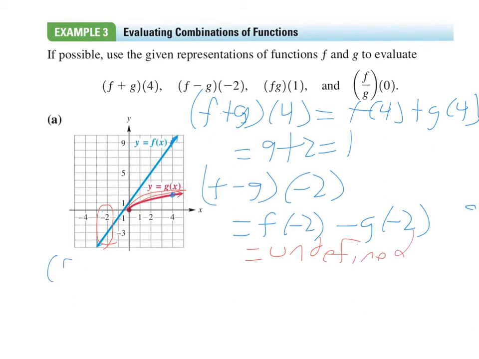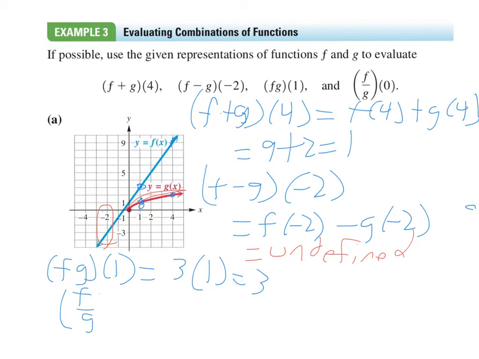So now, f times g of 1. F of 1 is, if you come up here to where x is 1 on the linear equation, notice the y value is 3, and then for g of x, the y value at 1 is strictly 1. So it's 3 times 1, which is 3.